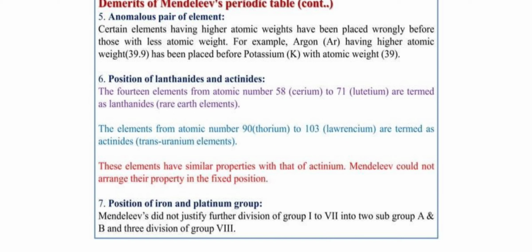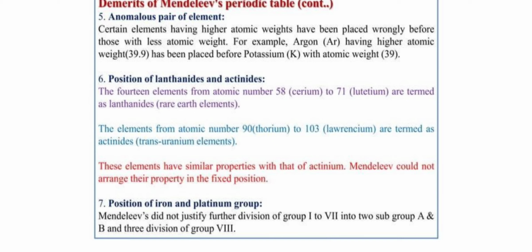Position of lanthanoids and actinoids. The 14 elements from atomic number 58, cerium, to 71, lutetium, are termed lanthanoids. Must be remembered. They are rare earth elements. The elements from atomic number 90, thorium, to 103, lawrencium, are termed actinoids, the transuranium elements. Please remember, transuranium elements are called actinoids. These elements have similar properties to those of actinium.